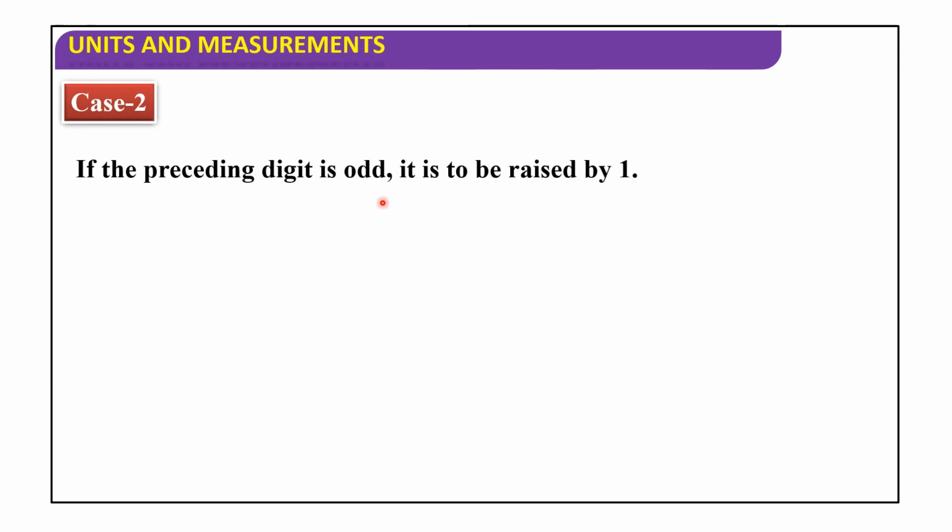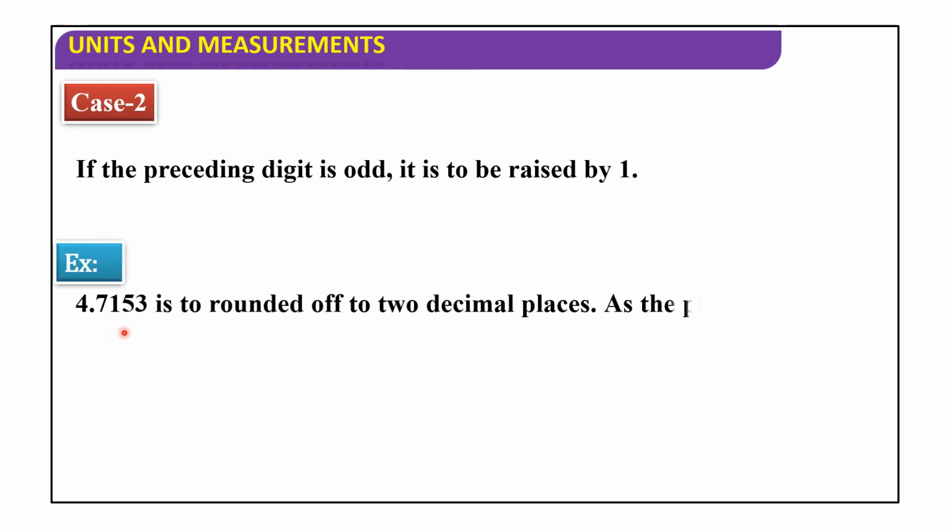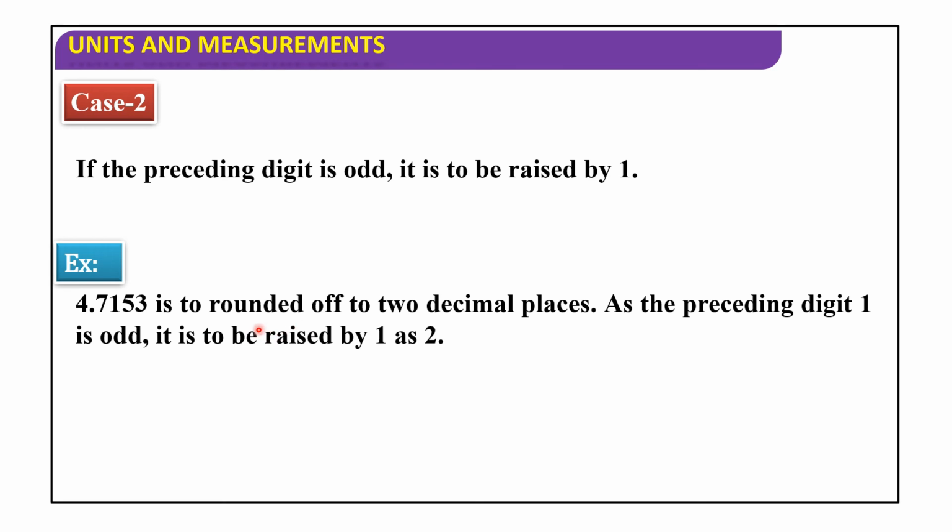Now discuss case 2. If the preceding digit is odd, it is to be raised by 1. Let us see this example. 4.7153 is to be rounded off to 2 decimal places. As the preceding digit 1 is odd, it is to be raised by 1 to 2. So 4.7153 rounded off to 2 decimal places is 4.72.